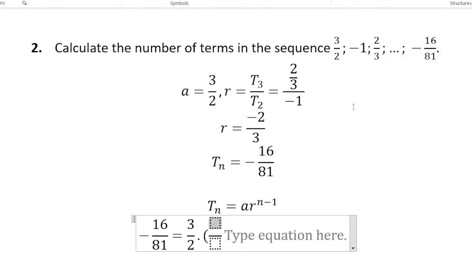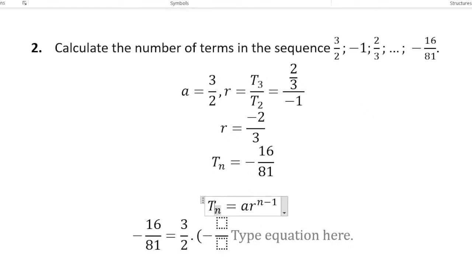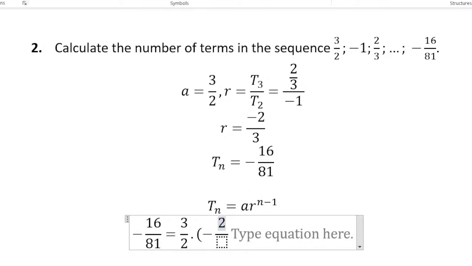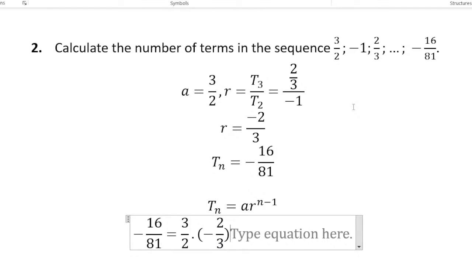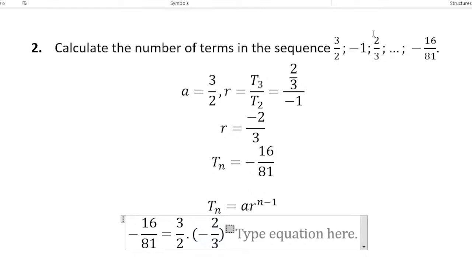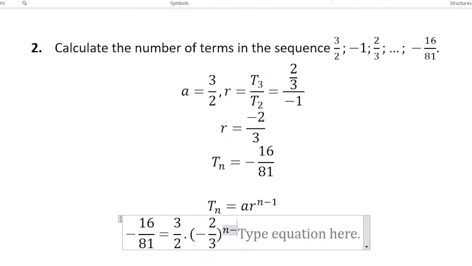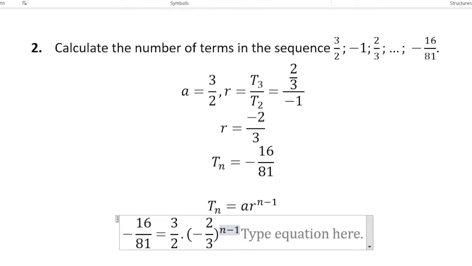The value of r is negative 2 over 3, right? Then to the power n minus 1. All right, now let's simplify.